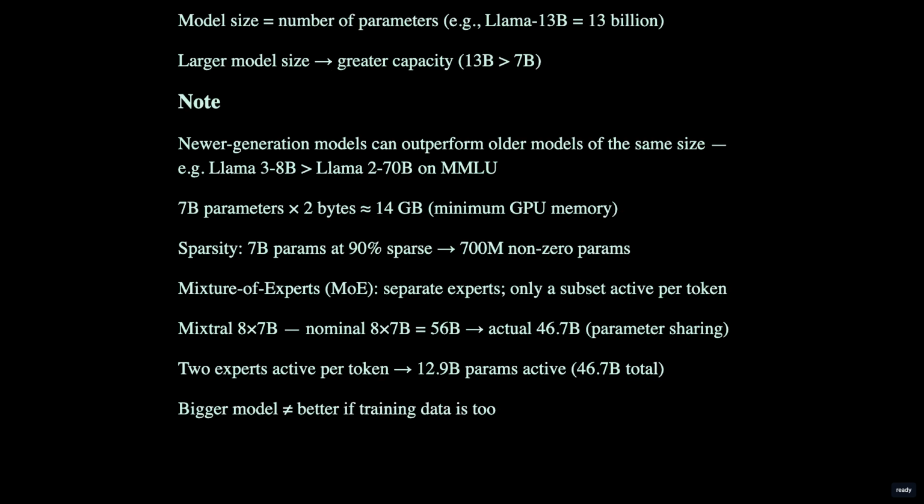Model size only helps when there's enough training signal. For example, a 13 billion parameter model trained on a single sentence like, "I like pineapples," will just memorize or fail to learn useful patterns, so it will perform worse than a smaller model trained on much more diverse data. This is a classic case of overfitting and poor generalization caused by insufficient data.